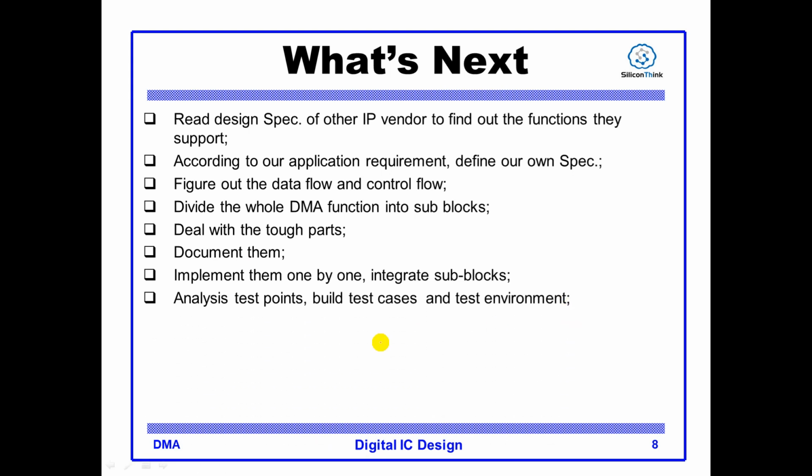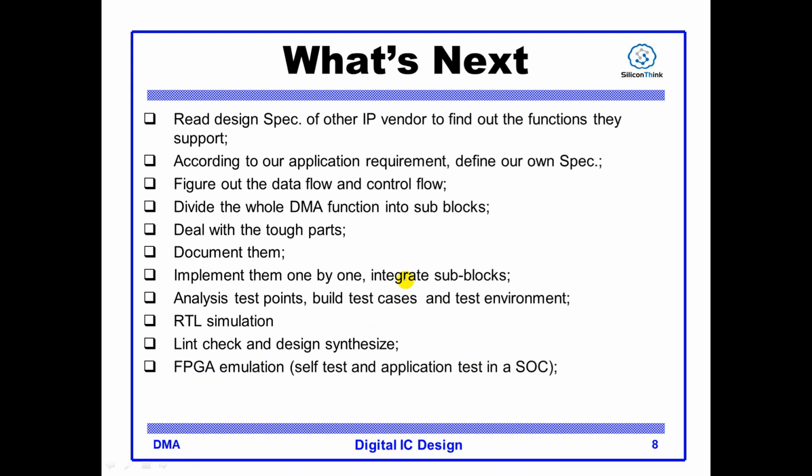Next, we have to analyze the test points and build the test cases and test environment for this block. Then we will do RTL simulation and debug to fully verify the function of our DMA block. Next, we will do lint check and design synthesis. And last, we will do FPGA emulation. We will put the IP in an FPGA project and run it up.